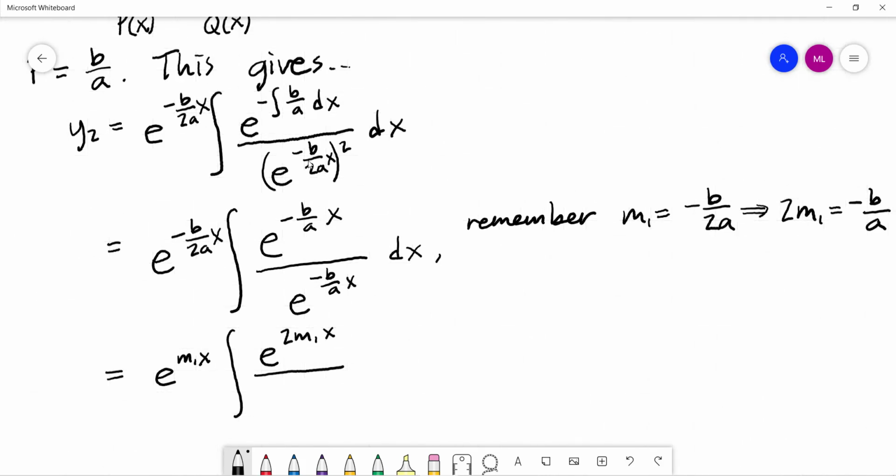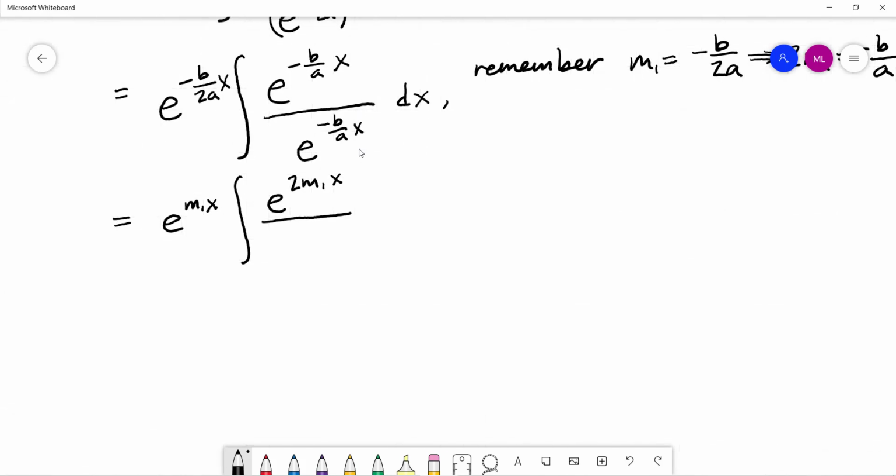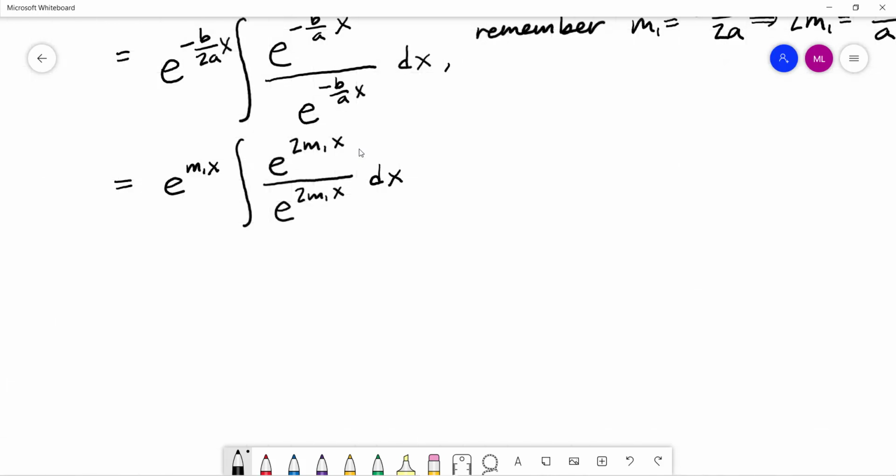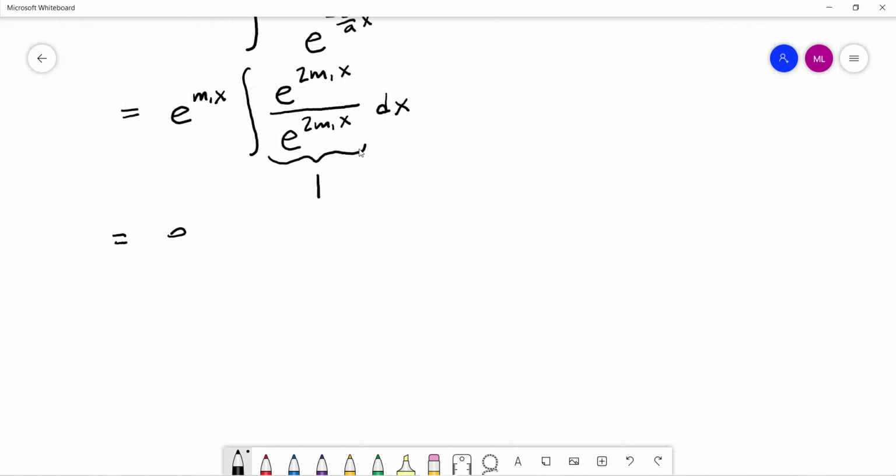So remember, we're still just multiplying this by 2. We don't need to have this x be squared down here. When squaring this whole piece, you just multiply the two exponents. And so down in the bottom, I've also got an e to the 2m1x dx. And so this is a really complicated way of writing the number 1. So this whole thing is e to the m1x times the integral of dx. Well, what is the integral of dx? It's just x.